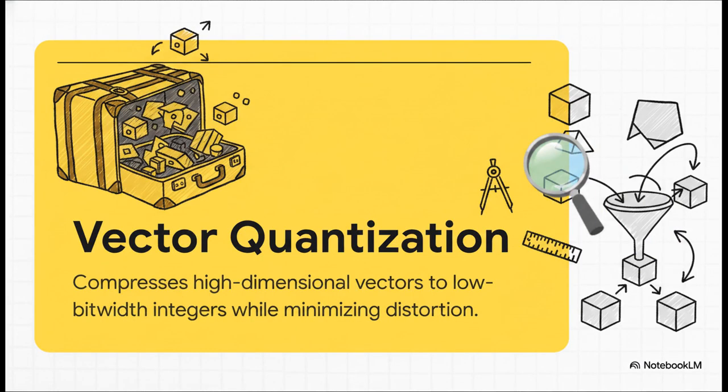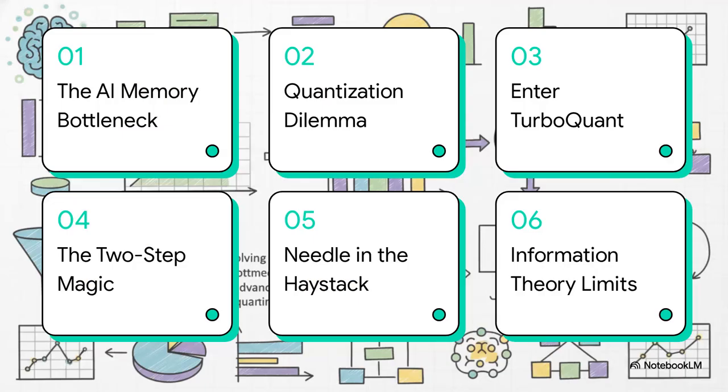But to understand how they pull off this magic trick, we first need to get a handle on vector quantization, or VQ. Think of it as the mathematical art of aggressively packing a massive suitcase of data. Specifically, it compresses high-dimensional Euclidean vectors. So it takes these highly precise, multi-layered data coordinates and squishes them down into much smaller, low-bit-width integers. The whole goal here is to make the data physically smaller while minimizing any actual distortion to the underlying geometric structure.